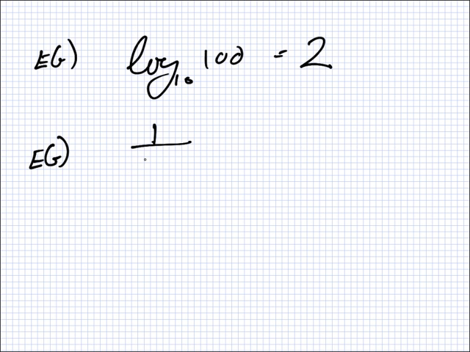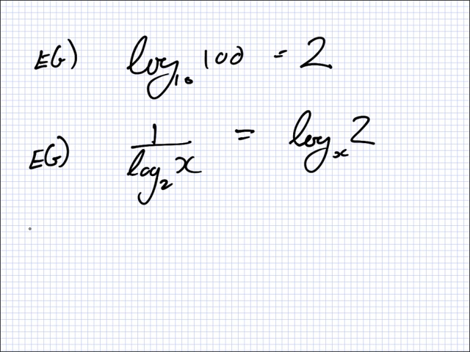Let's simplify this: 1 over log base 2 of x. What rule could I use to simplify this? Log base x. Yeah, which rule? What number is that? That was 4, wasn't it? Number 4. Yeah. So this is equal to log base x of 2.